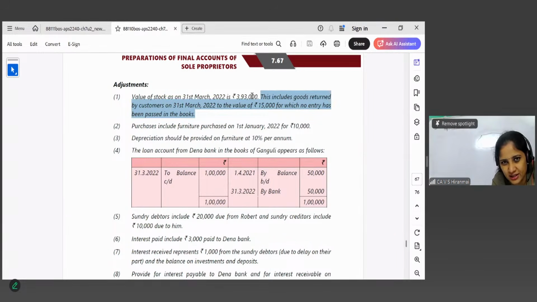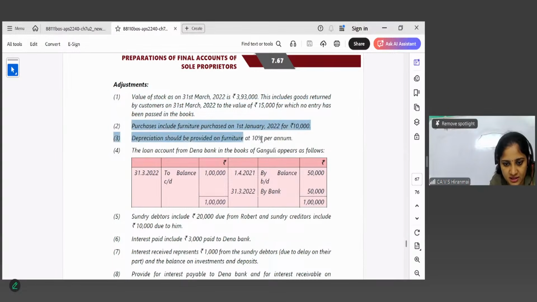Sales return ka entry kya hota hai when you get goods back? It will be sales gets debited to the customer's account. So sales also will get reduced and also customer's account will get reduced. So this is the effect of that. Clear everybody? Now please see here, purchases include furniture purchased on January 1st, 10,000.